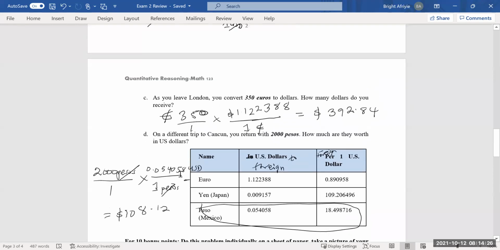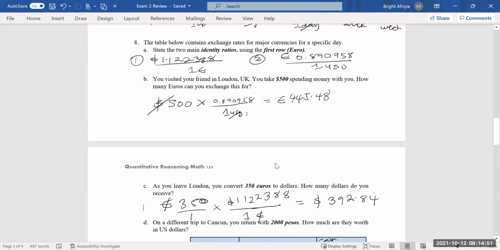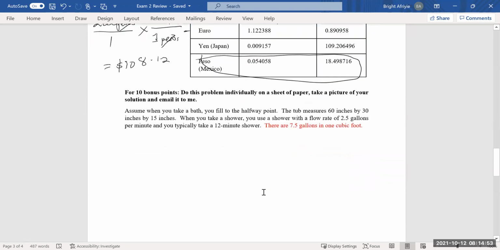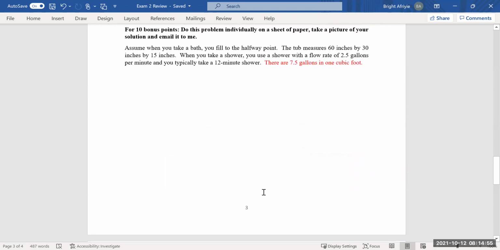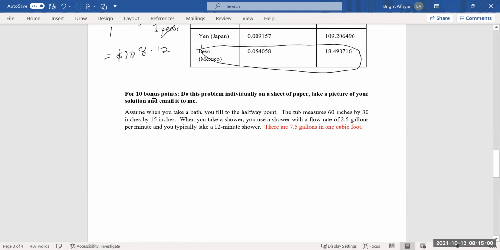Does that make sense? So this should give you some clarity. US to foreign means that US should be on top of your ratio, and the foreign currency should be at the bottom. And here, foreign to USD means that the foreign currency must be on top, and the USD must be at the bottom. Those are the two identity ratios that you can generate, and you use that for your calculations. Now, this is expected to be a bonus question that I'll answer for you here in a bit.